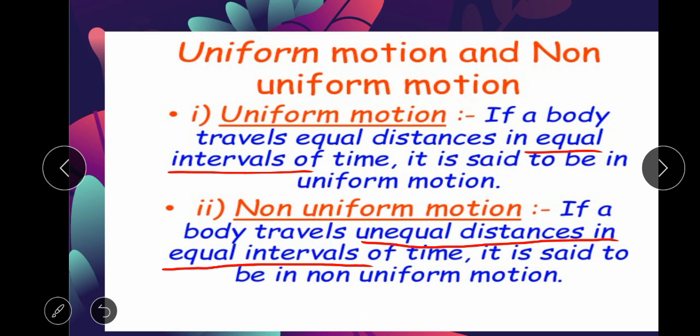Now, let us think about the types of motion. There are majorly two types of motion: uniform motion and non-uniform motion. If a body travels equal distances in equal intervals of time, it is said to be in uniform motion. But if a body travels unequal distances in equal intervals of time, it is said to be in non-uniform motion.